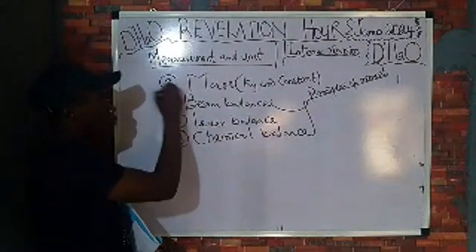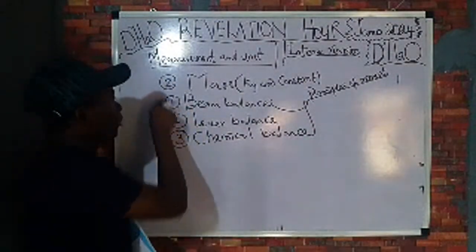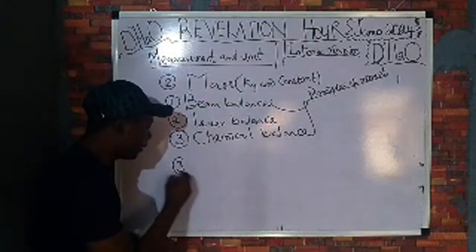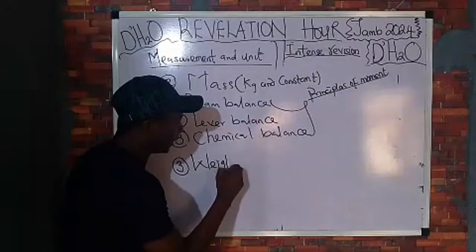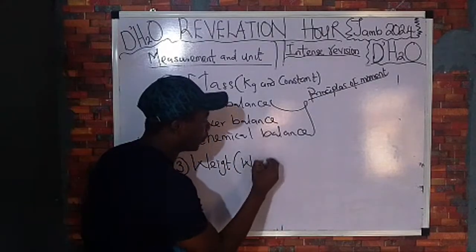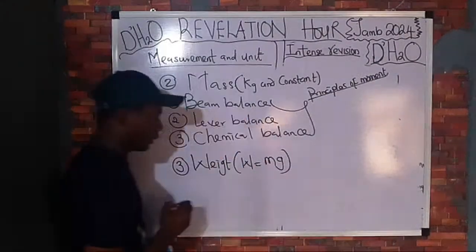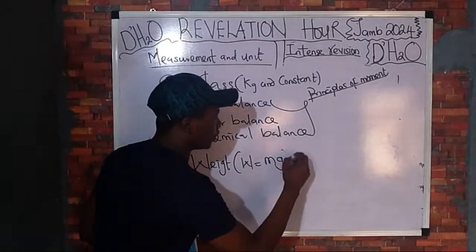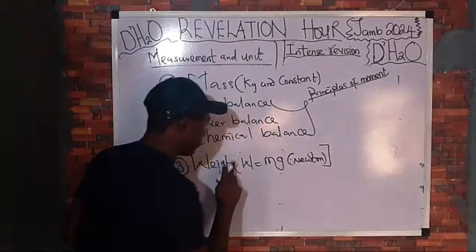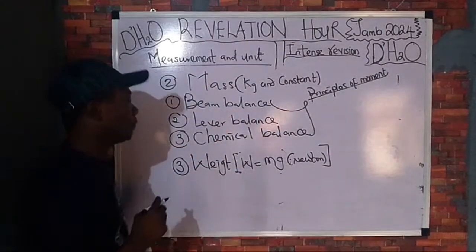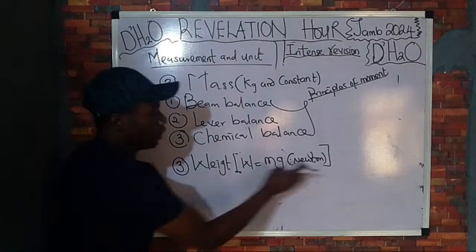That's number two. We talked about length. Number two is mass. Then number three, it is important that we talk about what? Weight. Don't forget, weight has a formula which is mass times gravity. And your weight is measured in what? In Newton. Newton is the unit used for measuring what? Weight. Now, weight is measured in Newton.